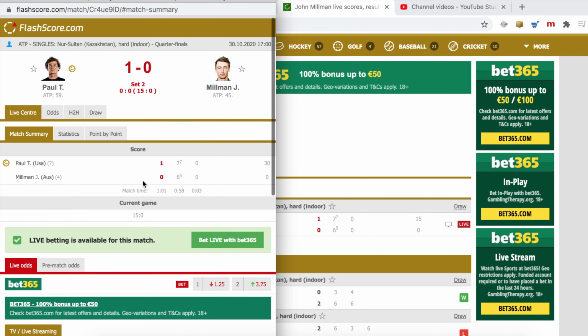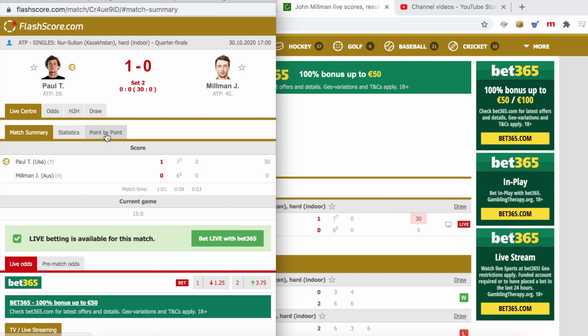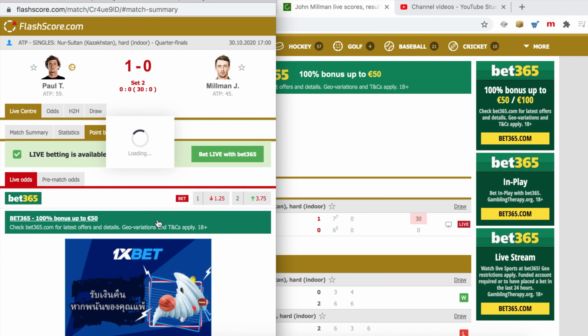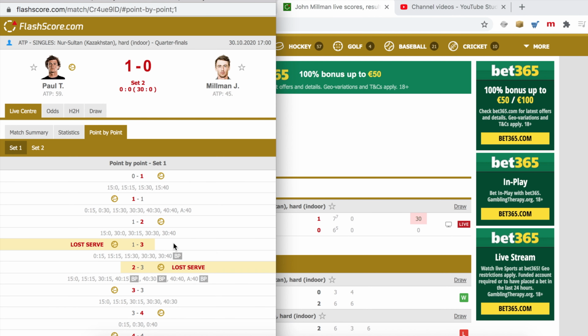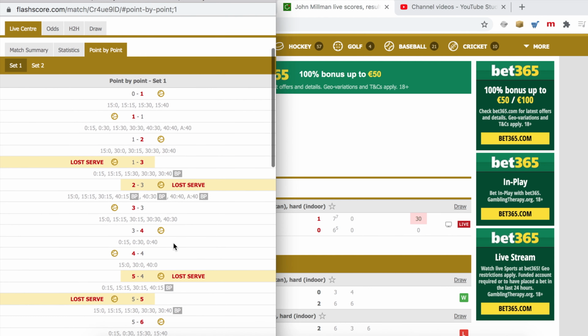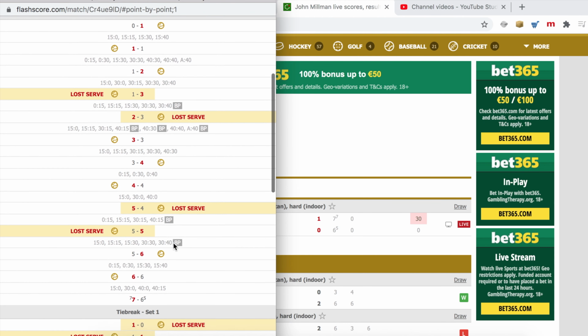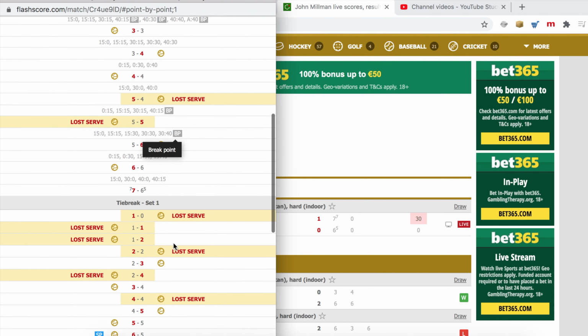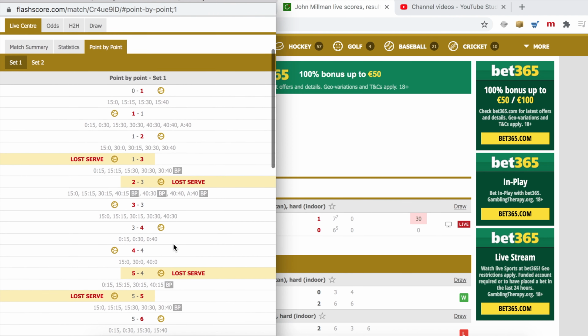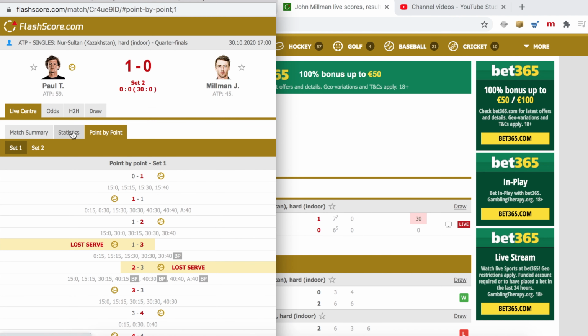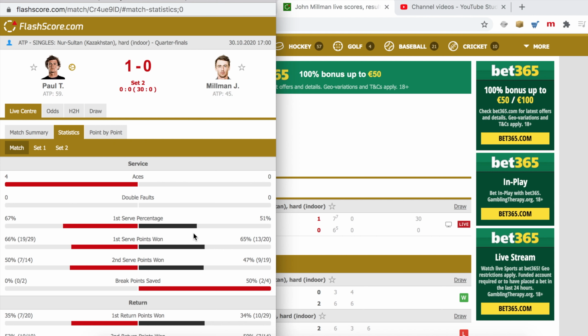I hope you're well. You're joining me in the match between Tommy Paul and John Millman in the Sultan quarterfinals. Now Tommy Paul has just taken the first set, so I want to be entering a trade backing John Millman, or in fact laying Tommy Paul. If we just take a look at these stats, 2 breaks of serve on each player, a bit messy in the tie break, but stats wise it doesn't look too bad.